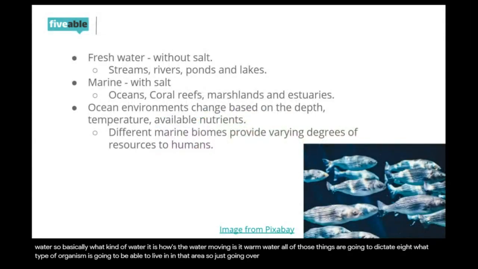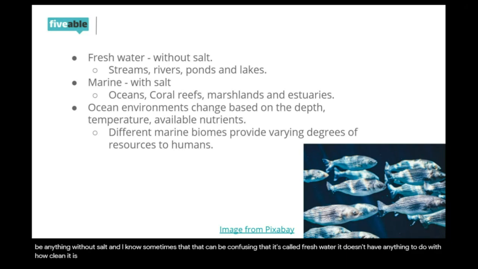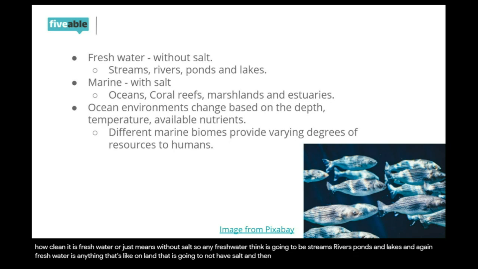So just going over some terms again here really quick. Freshwater is going to be anything without salt. And I know sometimes that can be confusing, that it's called freshwater. It doesn't have anything to do with how clean it is. Freshwater just means without salt. So any freshwater thing is going to be streams, rivers, ponds, and lakes. And again, freshwater is anything that's on land that is not going to have salt. And then marine would be anything with salt. So that's your oceans, coral reefs, marshlands, and estuaries.